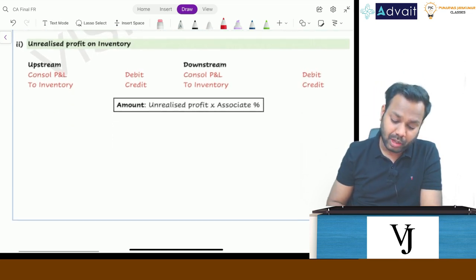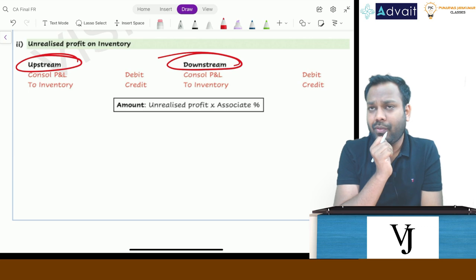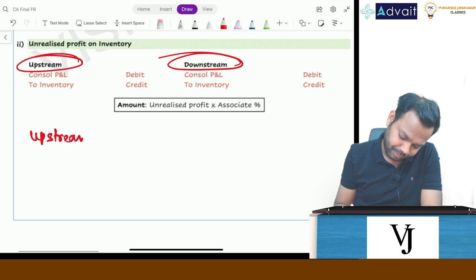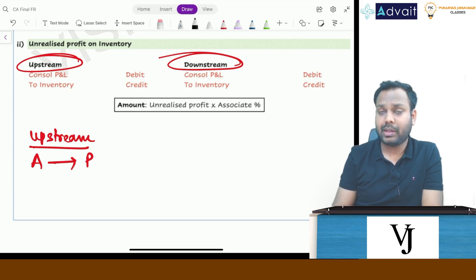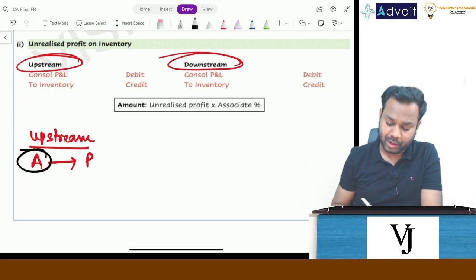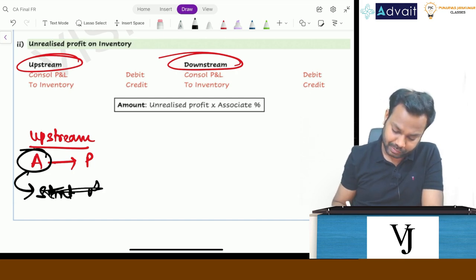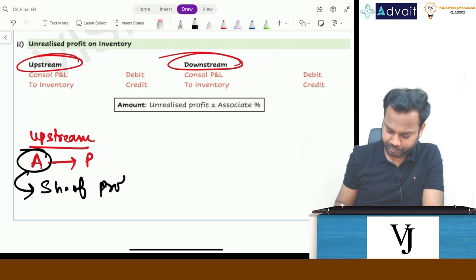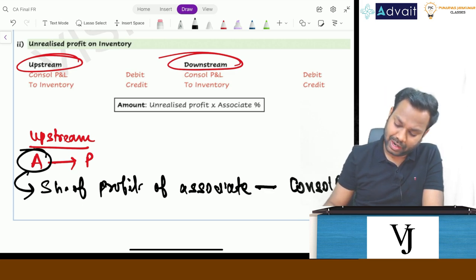Now, unrealized profit on inventory. It can again be upstream or downstream. In both cases, it will impact consol P&L. Why? Understand. Upstream means the associate sells to the parent company. Who has earned the profit? The associate company has earned the profit. So the associate's profit goes in the statement of net assets, or you can write here share of profit of associate. And where is this merged? This gets merged in the consol P&L, right? That's why I have written here consol P&L.